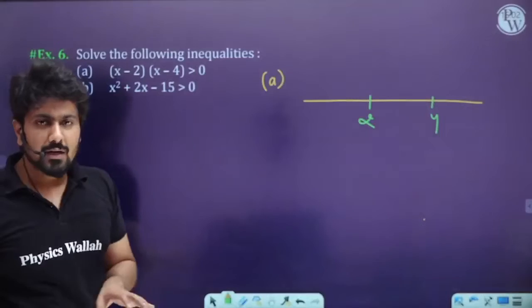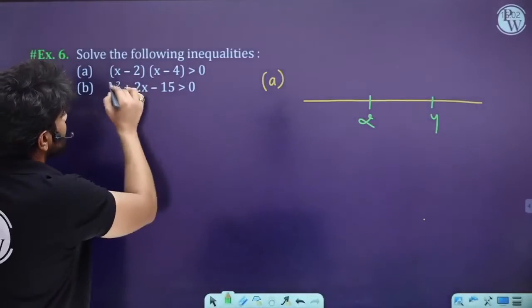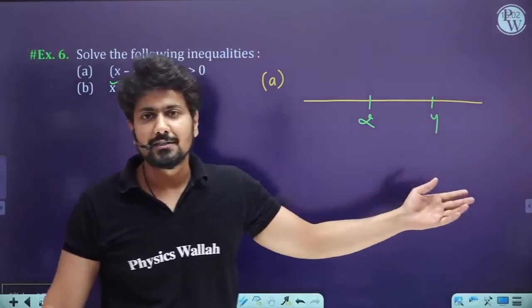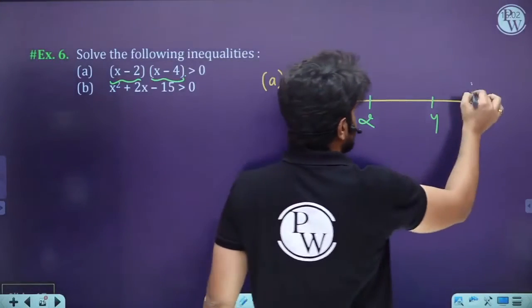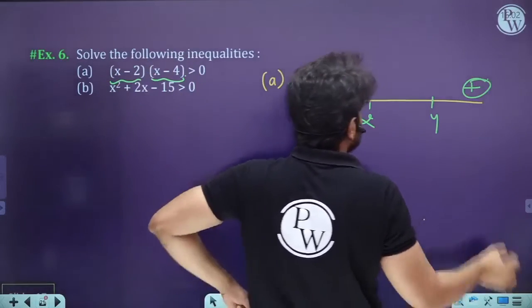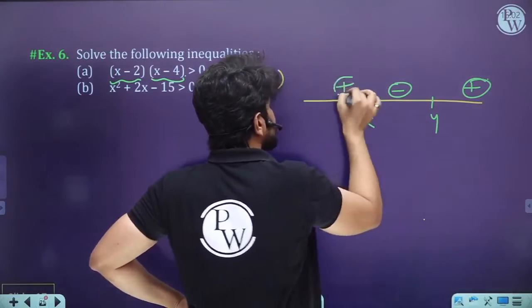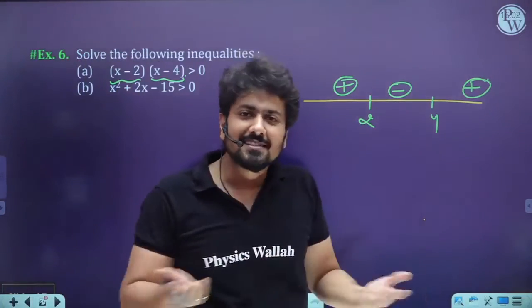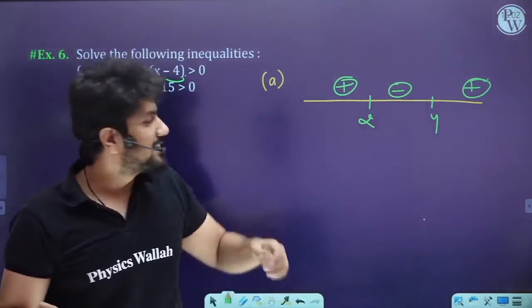Basically, what is the sign marking? Yes, the coefficient of x is positive in both the factors. So in the extreme right, we are going to mark positive, their product will be positive. Then there will be a negative. Then there will be positive. That's it. Positive, negative, positive. In the extreme right, positive.